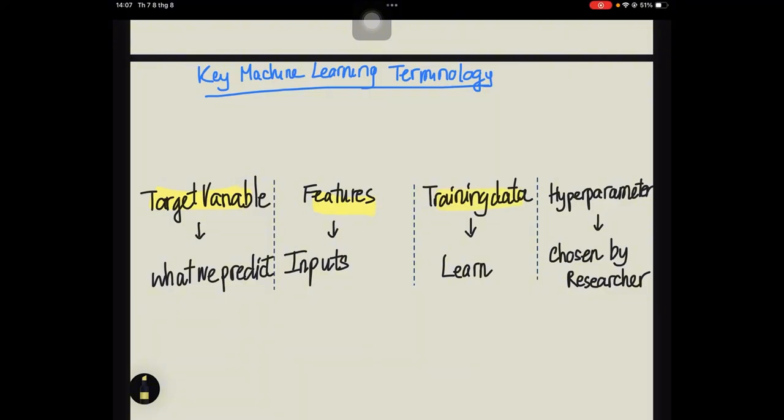Finally, we have hyperparameters. These are chosen by the researcher before training begins. Unlike model parameters, the algorithm does not learn hyperparameters. Humans choose them. Examples include the type of decision tree or the number of hidden layers in a neural network.